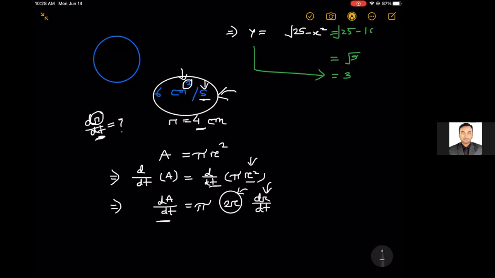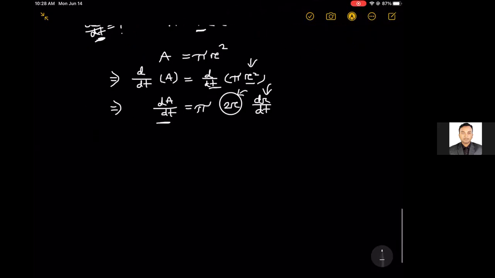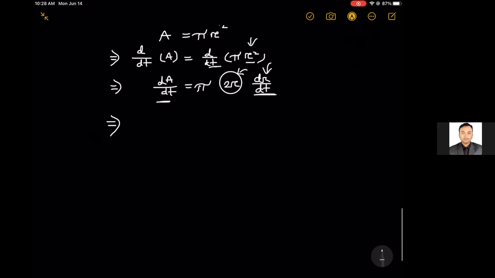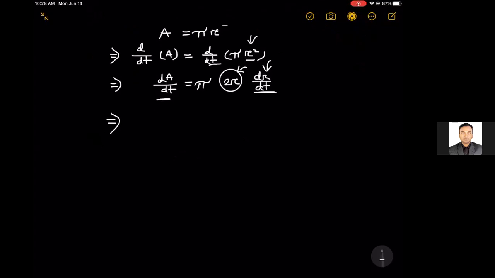Is there anyone who is still confused why it should be dr dt? Because understanding the question is really important. Otherwise, you might be doing it in the wrong way. So, since we're looking for this, we'll try to isolate it and plug in the values later once we are done isolating that.